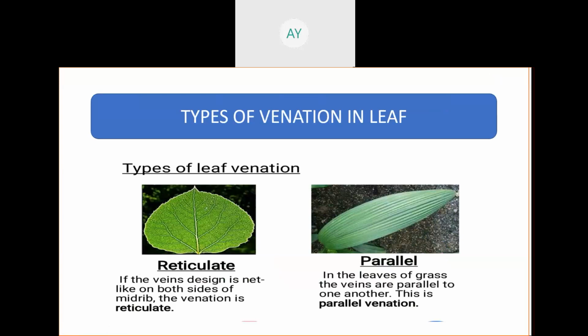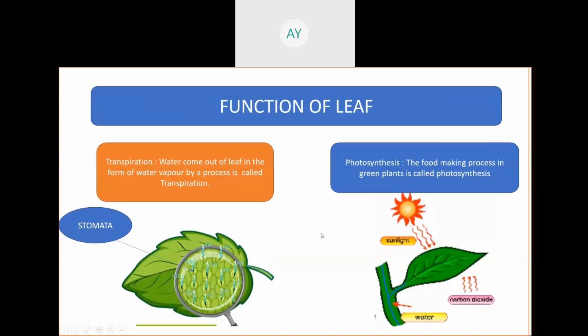Generally reticulate venation occurs in dicots. How can you identify a dicot? If you take the seed and open the covering of the seed, you will have two parts, then it is a dicot. If it is only one part, then it is a monocot. So in a dicot plant, you will find reticulate venation, that is a net-like arrangement of veins. Then you will find parallel venation, where all the veins are in a parallel fashion from the starting to the last end. So this is the arrangement of veins.